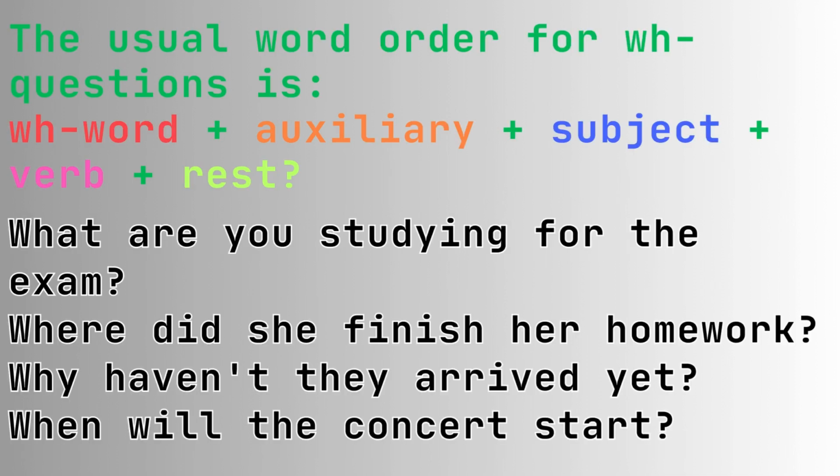The usual word order for WH questions is WH word plus auxiliary plus subject plus verb plus rest. What are you studying for the exam? Where did she finish her homework? Why haven't they arrived yet? When will the concert start?